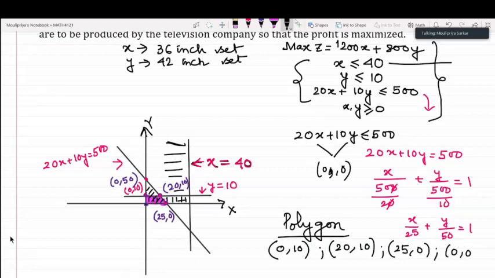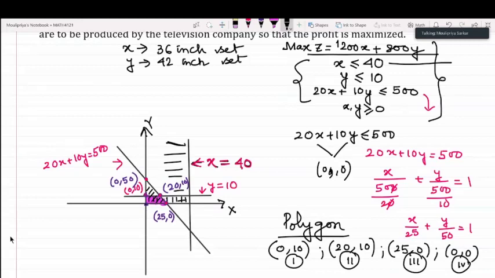Am I correct? Yes, ma'am. Now, your job is basic. What are we required to do? We are required to maximize this function. That implies we are going to replace x and y with each of these four options and find out at which option z is giving us the maximum value.